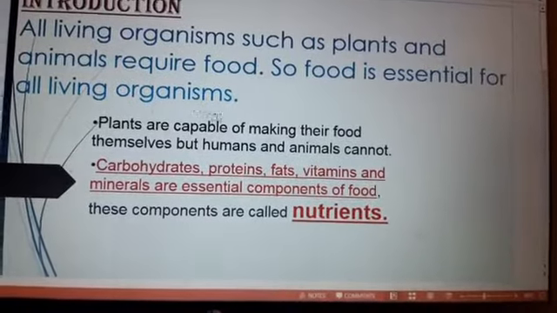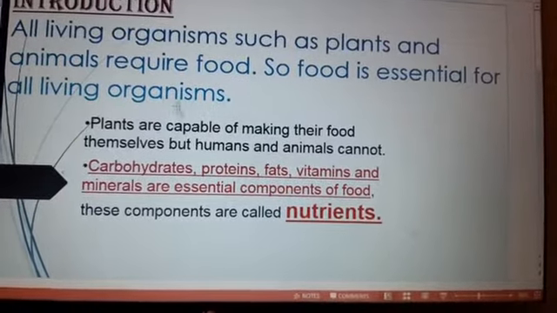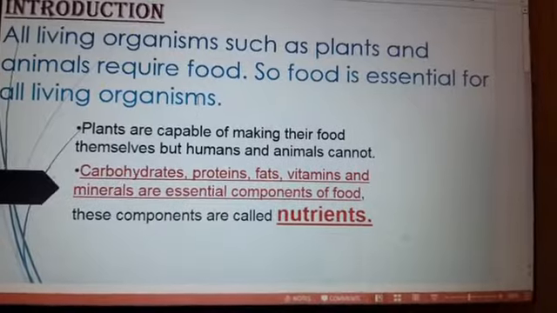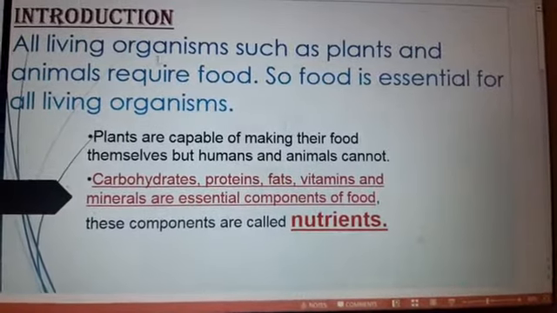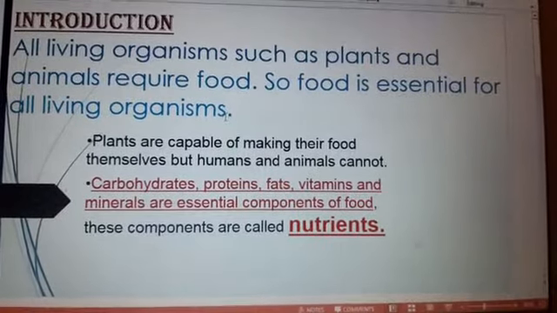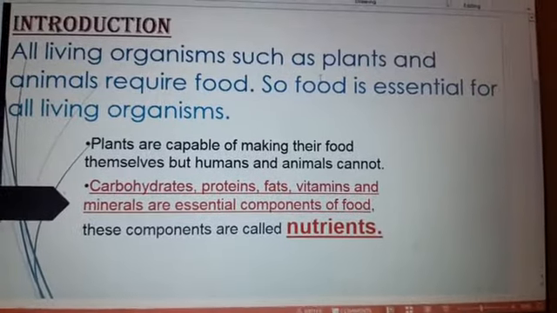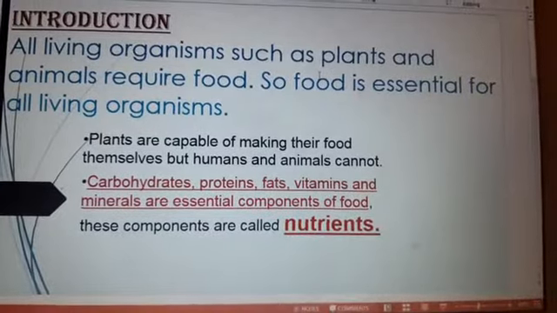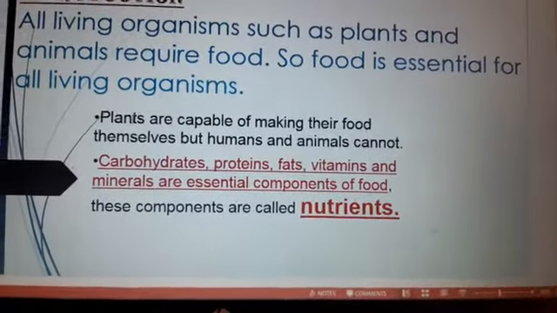Living organisms include humans, all animals and all living creatures. So all living organisms require food for survival. Food is very necessary for all living organisms for survival. Here we can see this point.